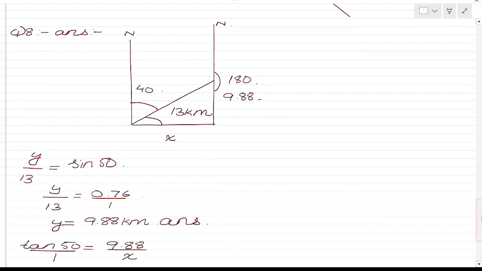Now let's move on to the last question of the exercise. A car leaves the garage at a bearing of 40 degrees and travels in a straight line for 13 kilometers. How many kilometers north and how many kilometers east has the car traveled from the garage? Okay, so firstly, let's take a point. We will say that that point is C, which is our car.